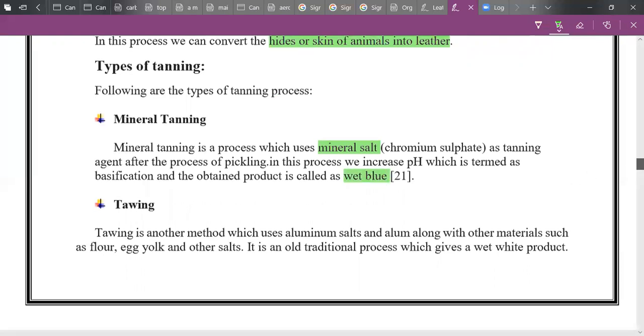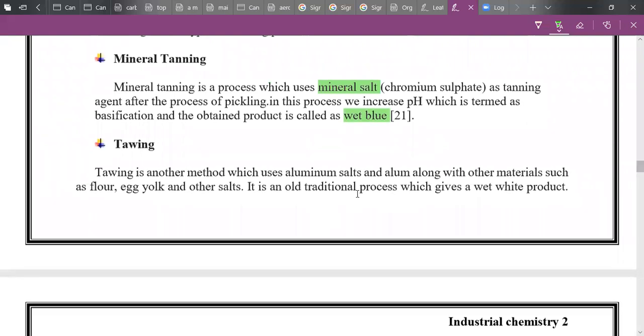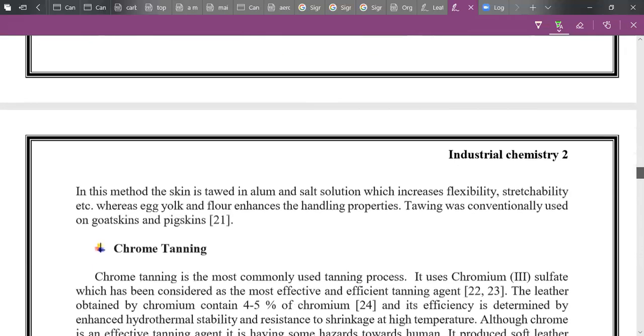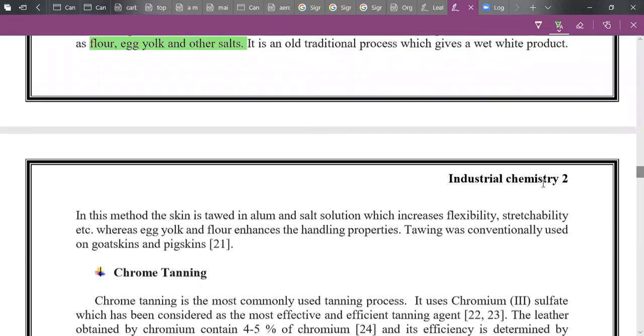Tawing. Tawing is another method which uses aluminium salt and alum along with other materials such as flour, egg yolk, and other salt. It is an old traditional process which gives a wet white product. In this method, the skin is treated in alum and salt solution, which increases flexibility and stretchability, whereas egg yolk and flour enhance the handling properties. Tawing was conventionally used on goat skin and pig skin.